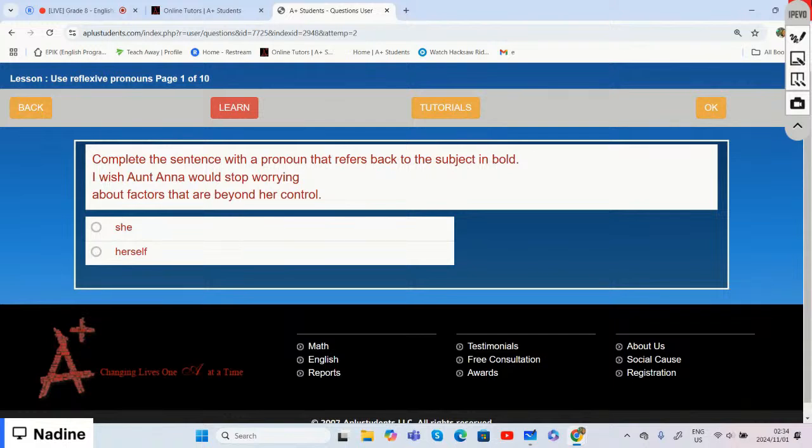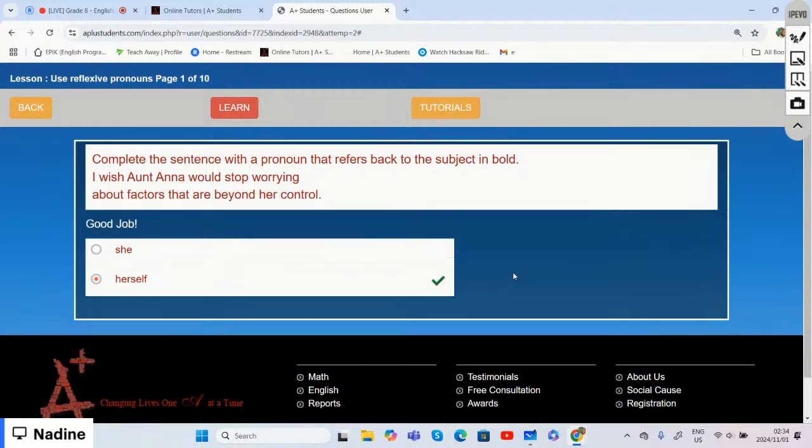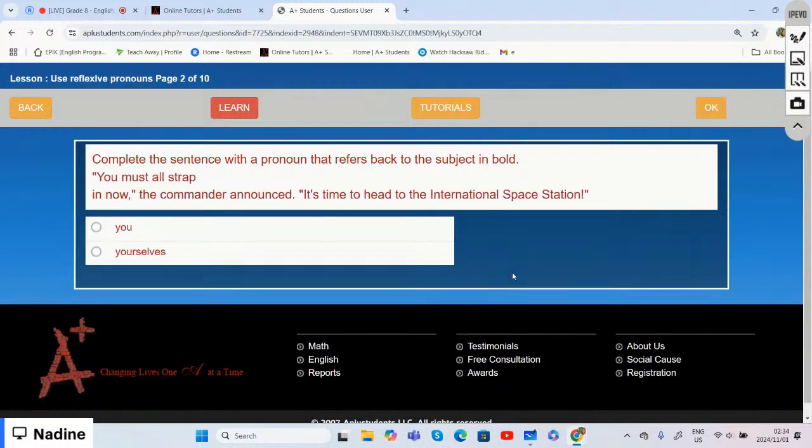All right. And if we were to choose the correct option, then yes, we will choose option two, where our reflexive pronoun, which is herself, refers back to Aunt Anna. So well done. I wish Aunt Anna would stop worrying herself about factors that are beyond her control. Option two is correct.